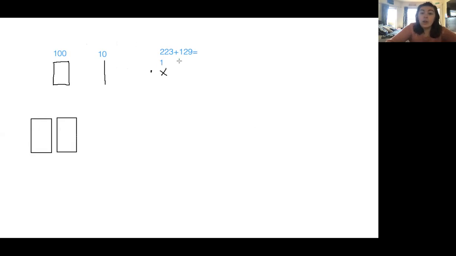Then I'm going to draw how many tens? I'm going to draw two tens, 10, 20. And then I'm going to draw how many ones? I'm going to draw 3 ones. So I'm going to use X's. So 1, 2, 3. And then I'm going to do the same thing for 129.